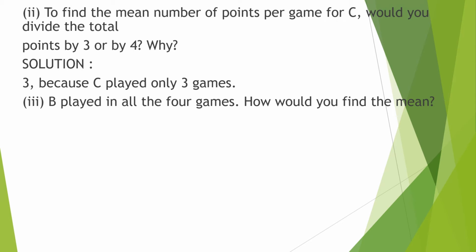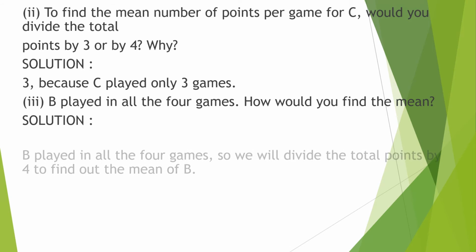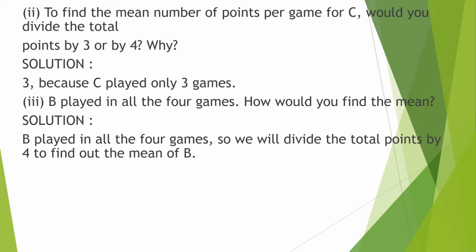Next question. B played in all 4 games. How would you find the mean? So we can find the mean of B. B played all 4 games. So we divide by 4 to get the mean of B.